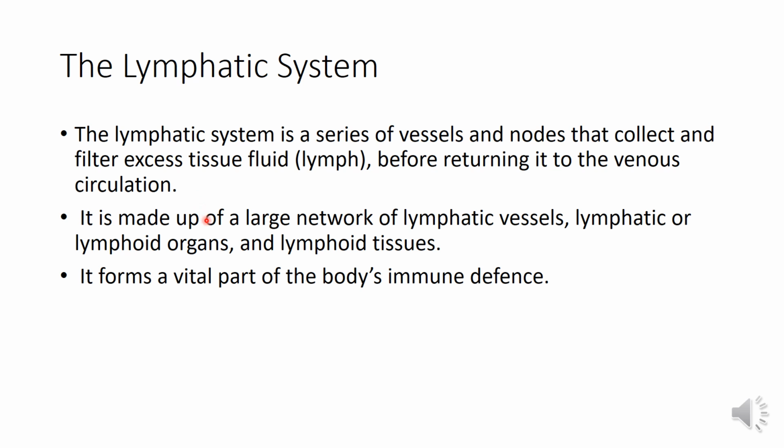The lymphatic system is made up of lymphatic vessels, lymphatic or lymphoid organs and lymphoid tissues. So it is a network of lymphatic vessels, lymphoid organs and lymphoid tissue. It forms a vital part of the body's immune defense.